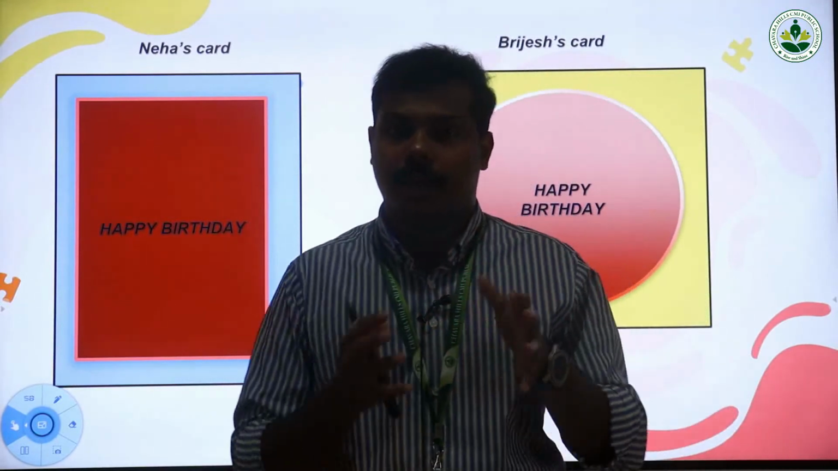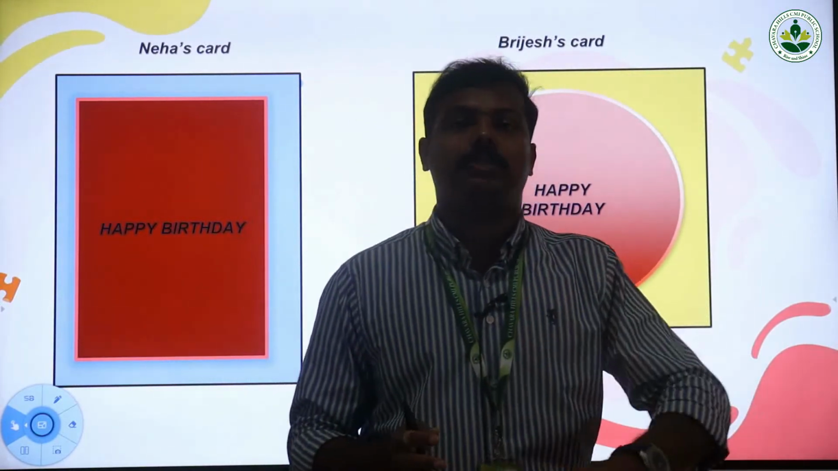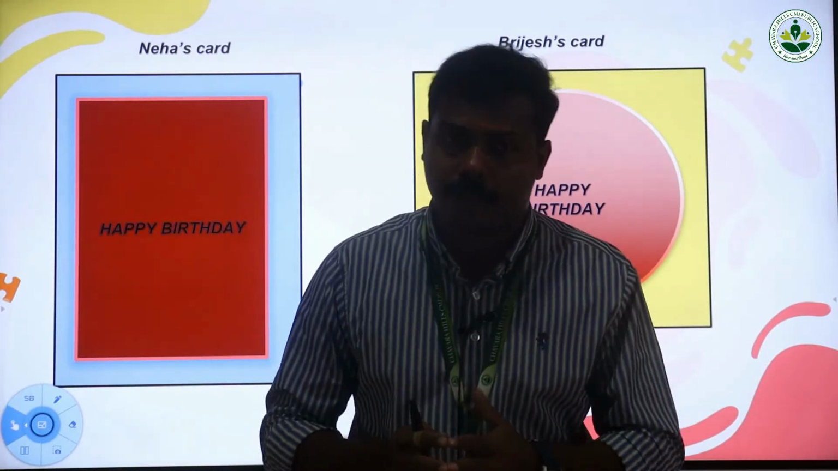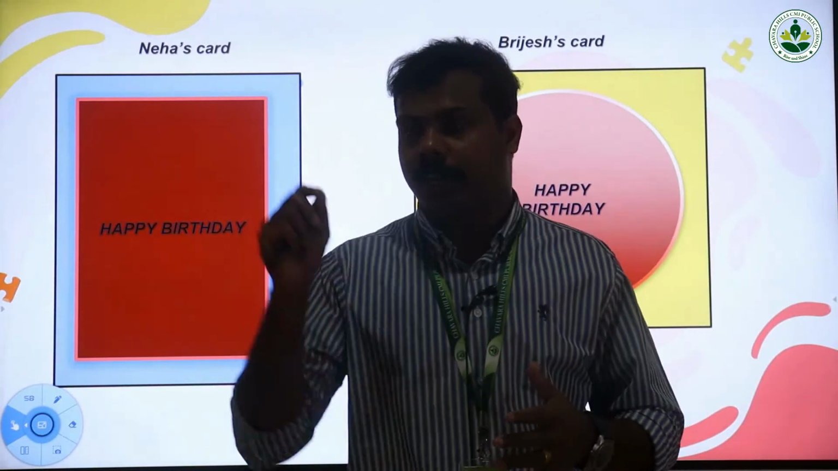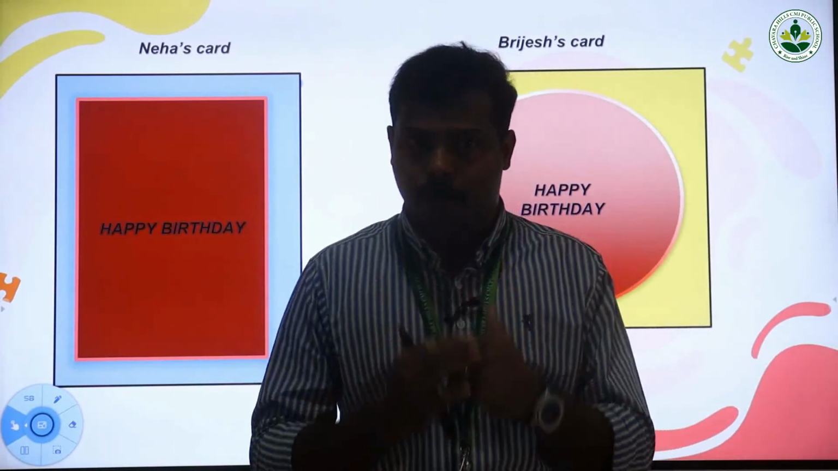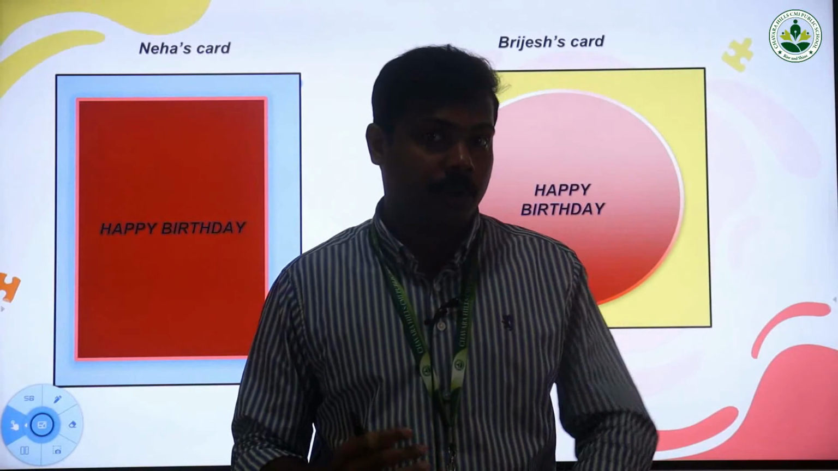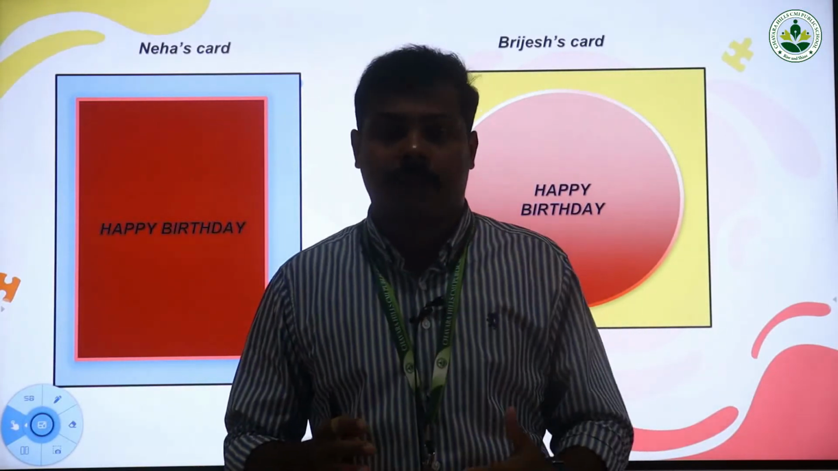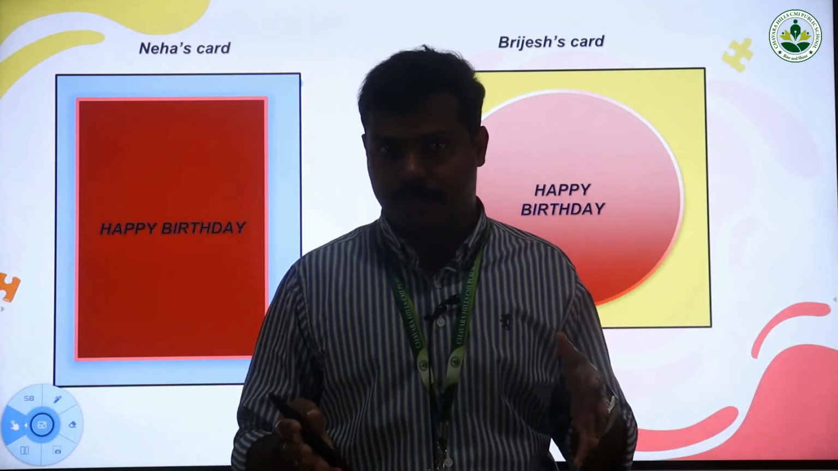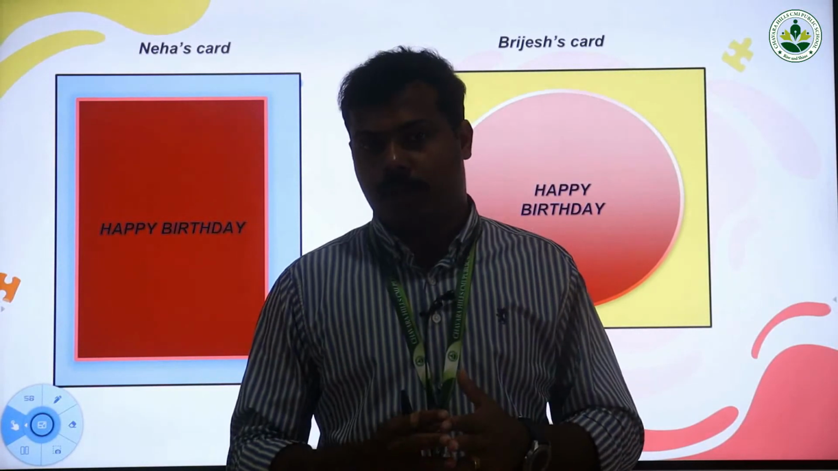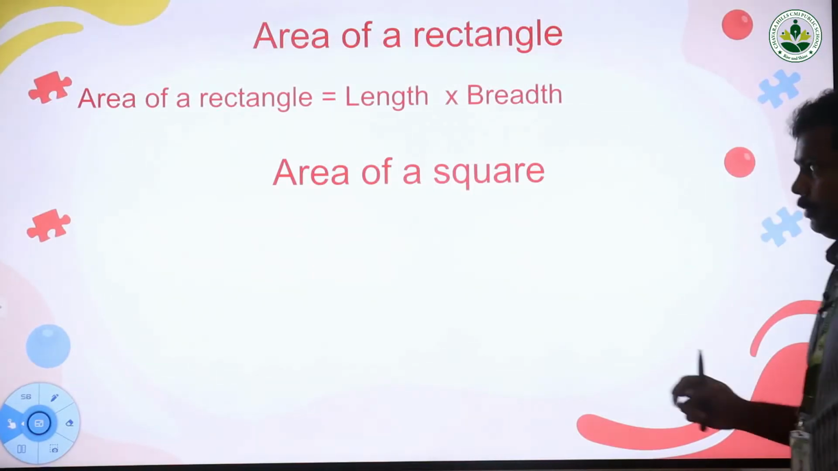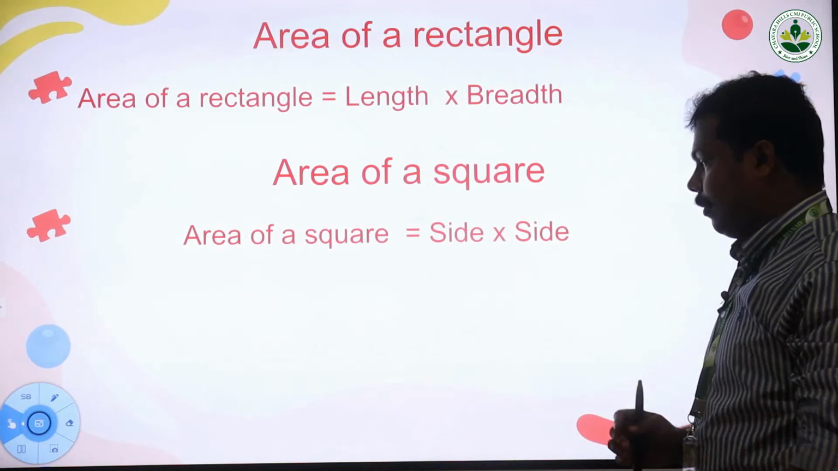First, the area of a rectangle. Area of a rectangle is length into breadth, L into B. To find the area of a rectangle, we use the formula length into breadth. And for finding the area of a square, we know the sides of a square are equal. So we multiply side into side. Area of a square is side into side, and area of a rectangle is length into breadth.